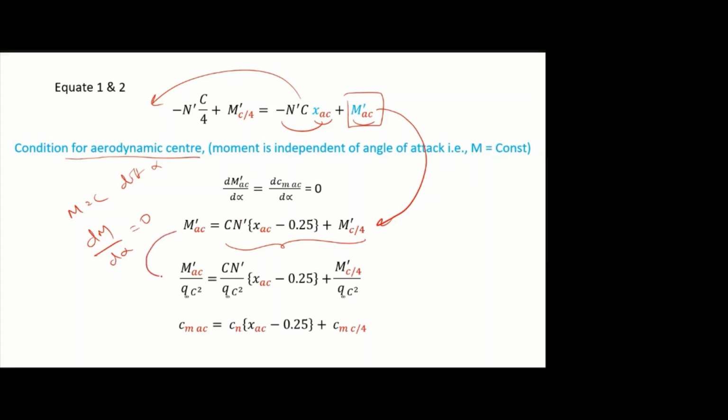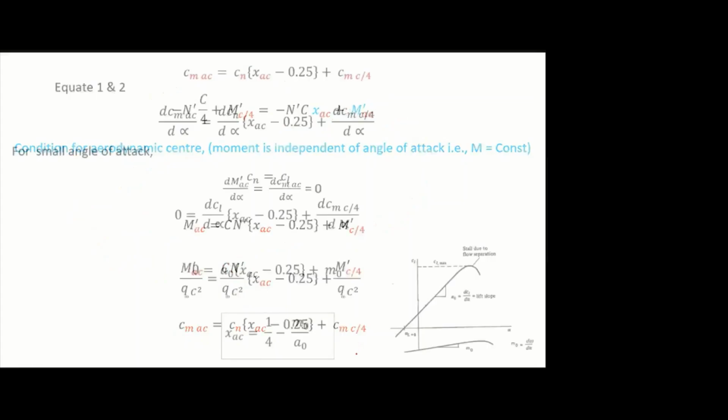Then I am going to convert moment into coefficient of moment. So simply divide by q infinity c square on both sides. Okay, so the c's get cancelled. So this is n dash divided by qc, which is Cn. This is Cm AC and this is Cm c by 4. Is that clear? This slide.